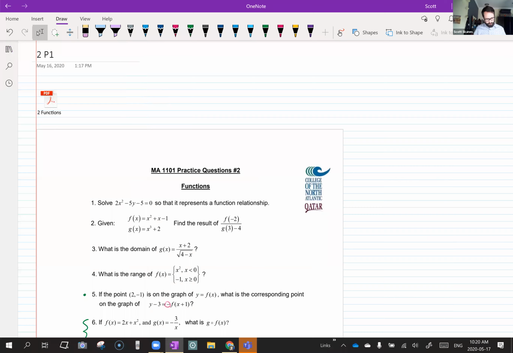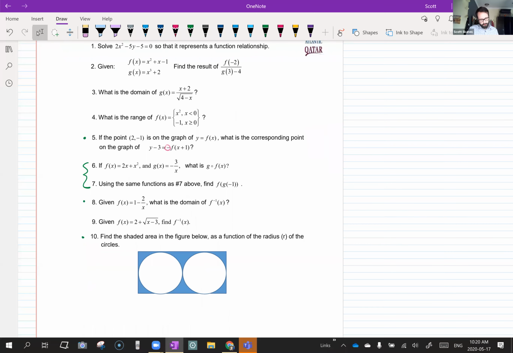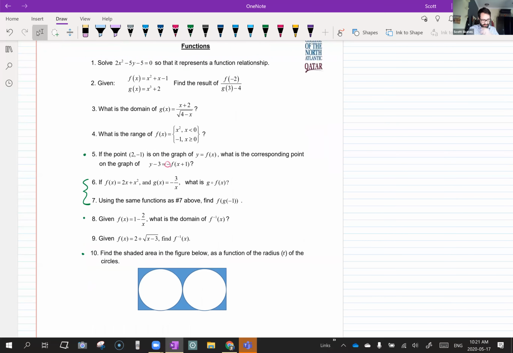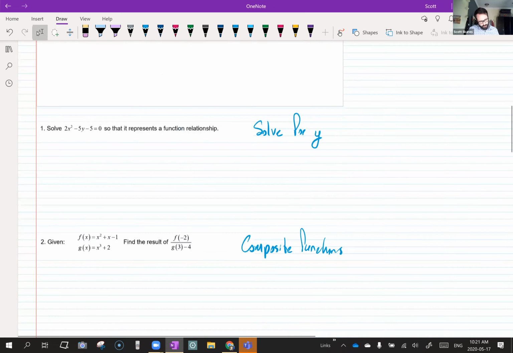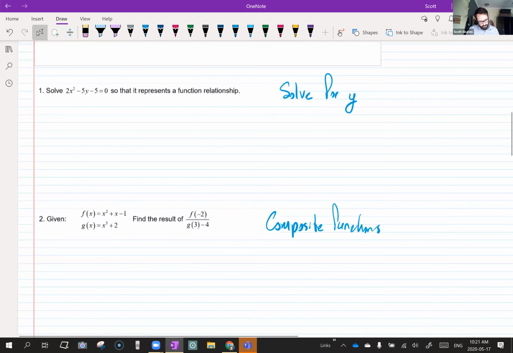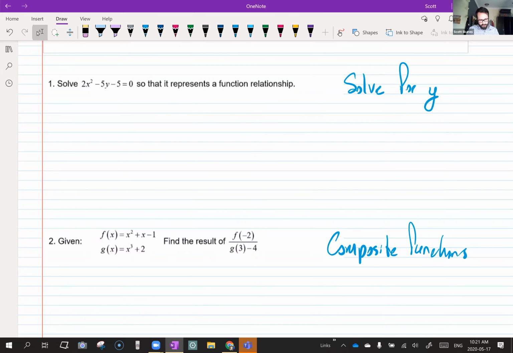So in functions, let's review a little bit of this. Of course, I don't have time to do all of it, but there's tons of practice there for you to do. Let me try 6 and 7. Let me go through these slowly. The first question here would be solving for y. That would be your hint, solve for y.